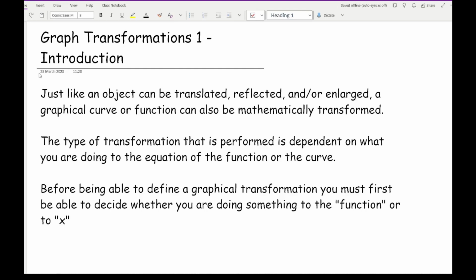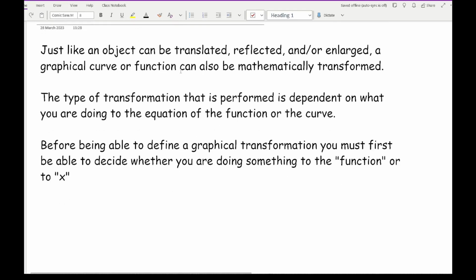Now, before being able to define a graphical transformation, you must first be able to decide whether you are doing something to the function or to the x. This really does depend on whether the transformation is going to affect the x ordinates or the y ordinates.